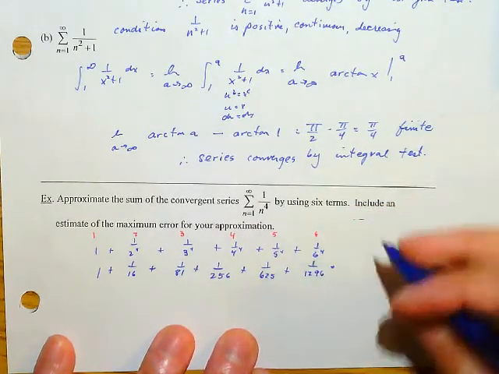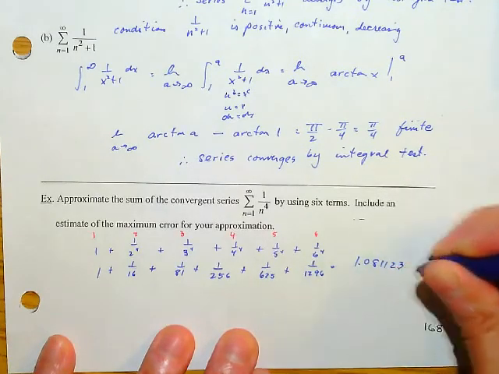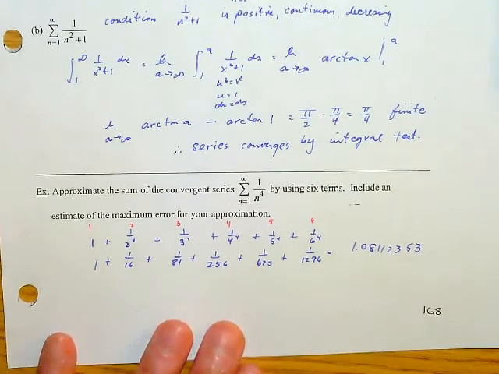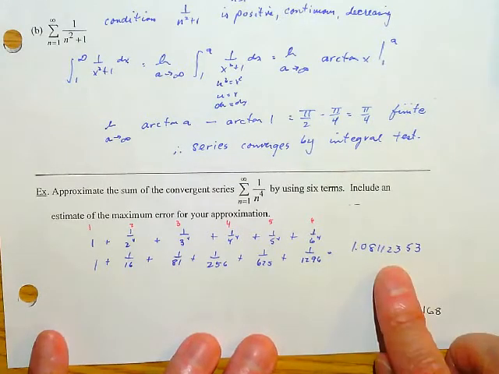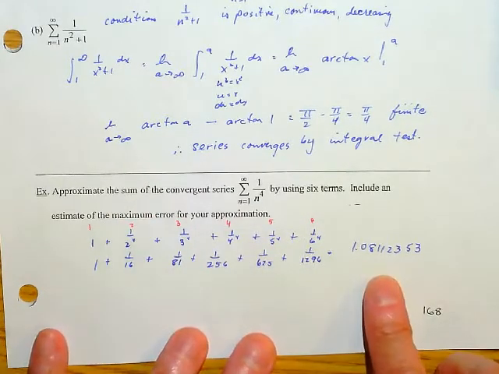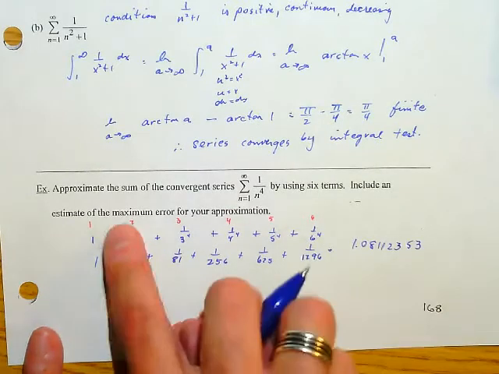If you had a calculator, that would be 1.0811253. Notice how I'm giving you more than 3 decimal places because this is an interim number, okay? Now, this is an approximation of the sum. If you had a final answer, you would give it in 3 decimal places. But we want to include an error estimate.